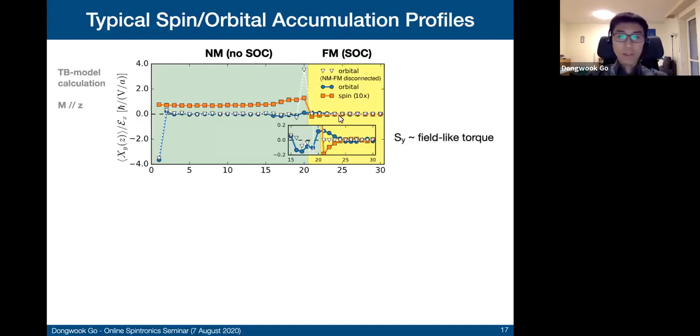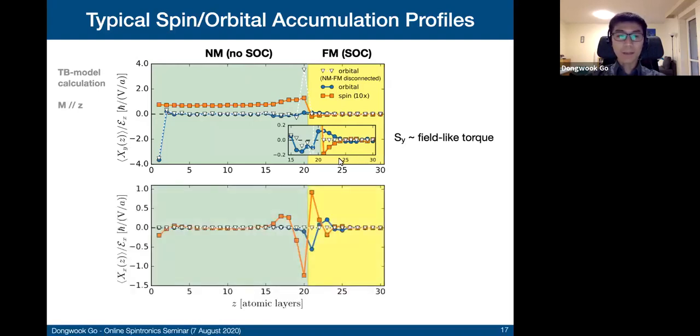So this one corresponds to field-like torque. Remember that spin is what is responsible for the torque, not the orbital, so we have to look at the signal of the spin. I also calculated the other component of spin accumulation and orbital accumulation, and we found that spin and orbital are locked together and they oscillate and decay together. This is somehow similar to the decaying and oscillatory behavior of the spin transfer torque, but it happens together with spin and orbital locked together in the orbital torque mechanism.